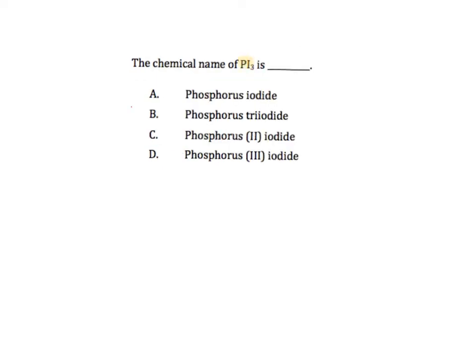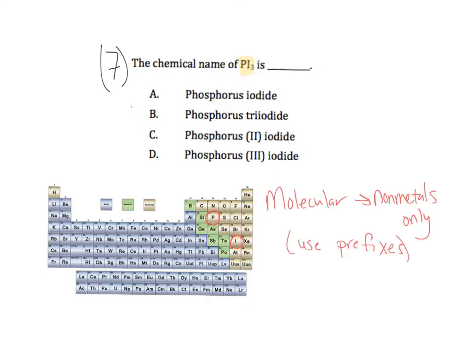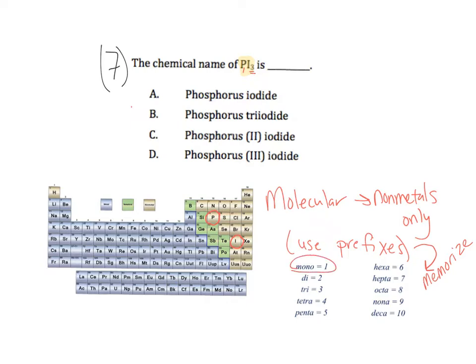Give the chemical formula for PI3. P is a nonmetal, I is a nonmetal. When we are naming nonmetal atoms, which are molecular compounds, we are using prefixes in the name. You should memorize these prefixes. So how many phosphorus atoms? Just 1. And how many iodine? 3. The prefix for 1 is mono and 3 is tri. The answer is B, because we don't say mono for the first element.